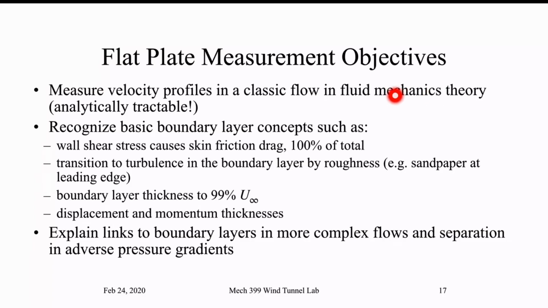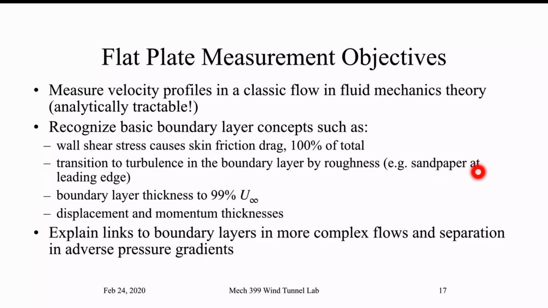Once we've measured the velocity profiles, we'd like to recognize in those profiles some of the basic boundary layer concepts, such as there's wall shear stress, which is causing the skin friction drag. And on the flat plate, that's 100% of the total drag. That's the only thing that's going on is skin friction. So it's not like the airfoil where we had a combination of pressure or form drag, bluff body drag, and skin friction drag. There's transition to turbulence in the boundary layer, and it's related to the roughness.